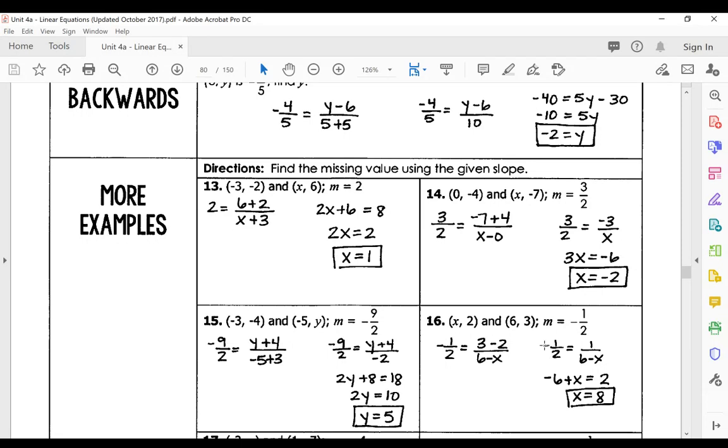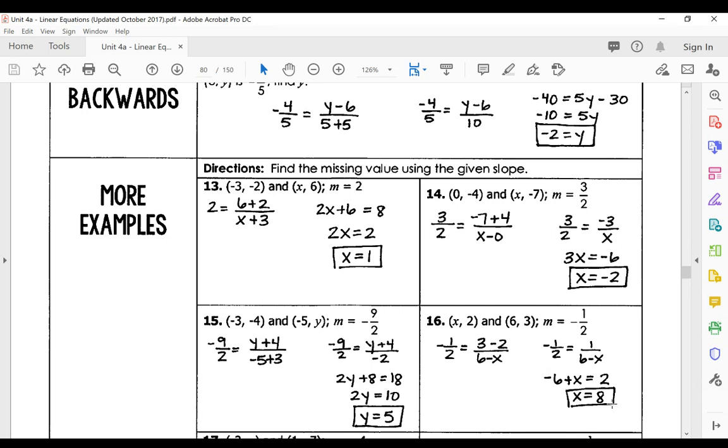You must decide if you're going to put the negative sign with the 1 or the 2. It's a little hard to tell, but I've put the negative sign with the 1. So when I cross multiply negative 1 times 6 minus x, I get negative 6 plus x. And then when I cross multiply the other way, I get 2 times 1 equals 2. So the equation I'm solving is negative 6 plus x equals 2. Now I add 6 to each side to obtain x equals 8.